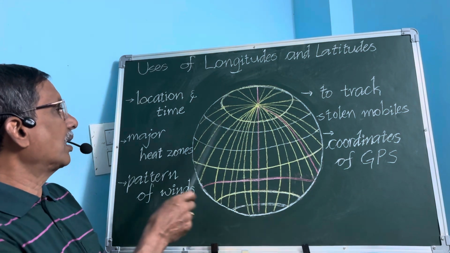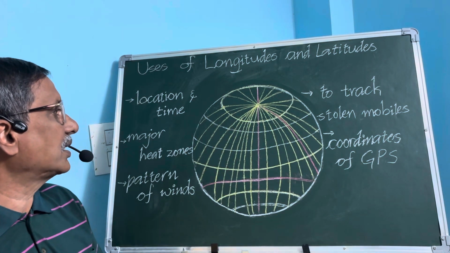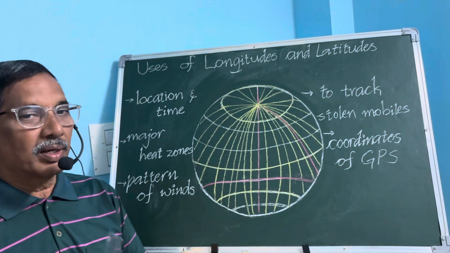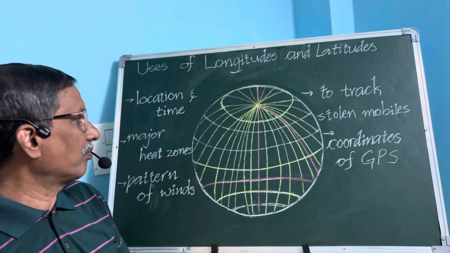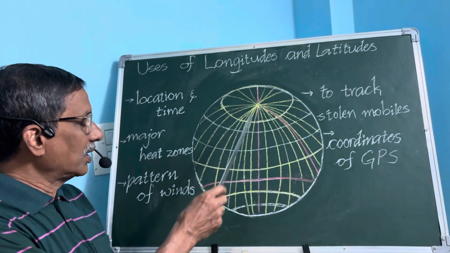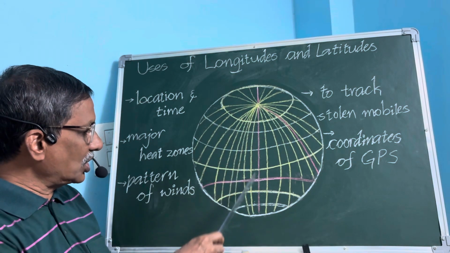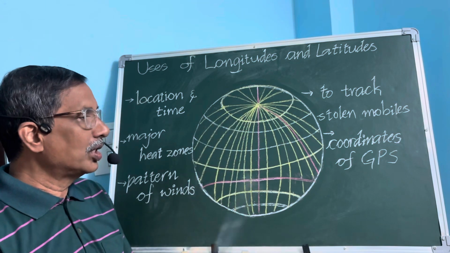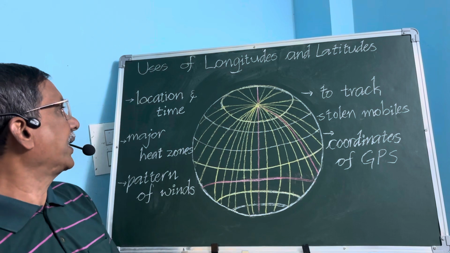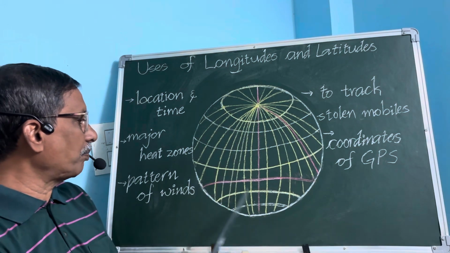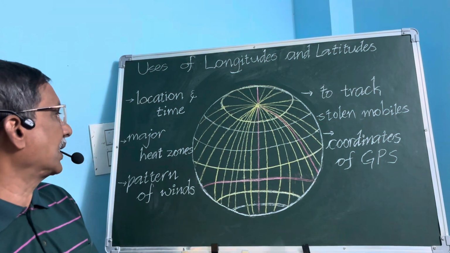And longitudes, as we already discussed, are useful to determine the time, to know the time. We know that the time on each longitude from the North Pole to the South Pole is the same on a particular day. So longitudes are particularly useful to determine the time.